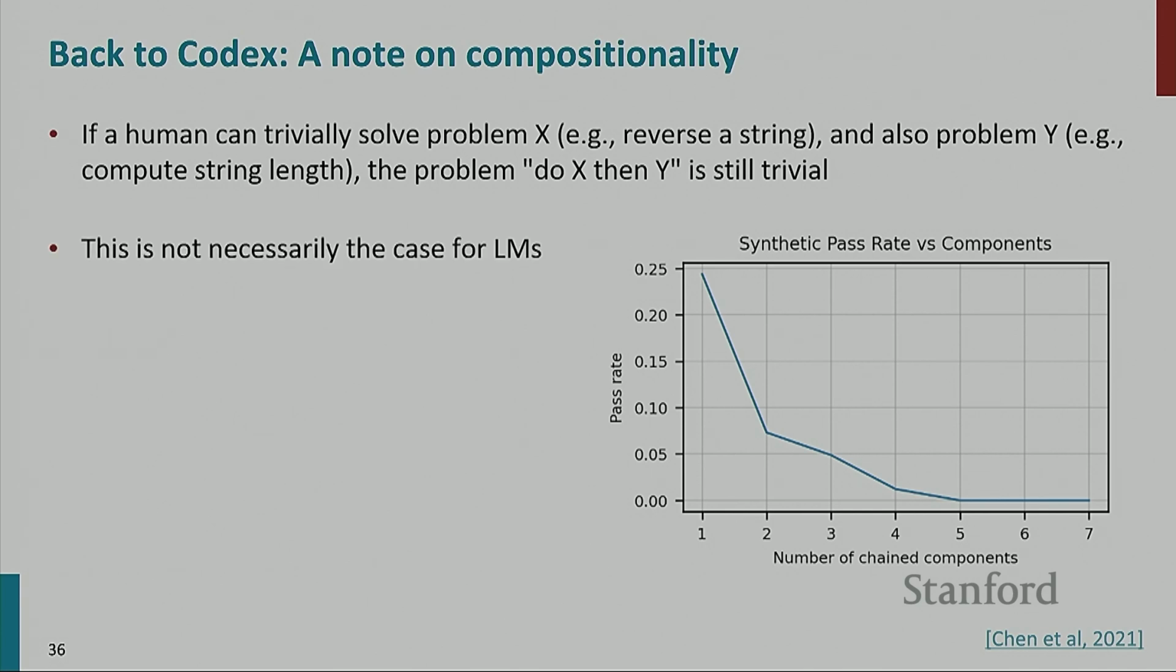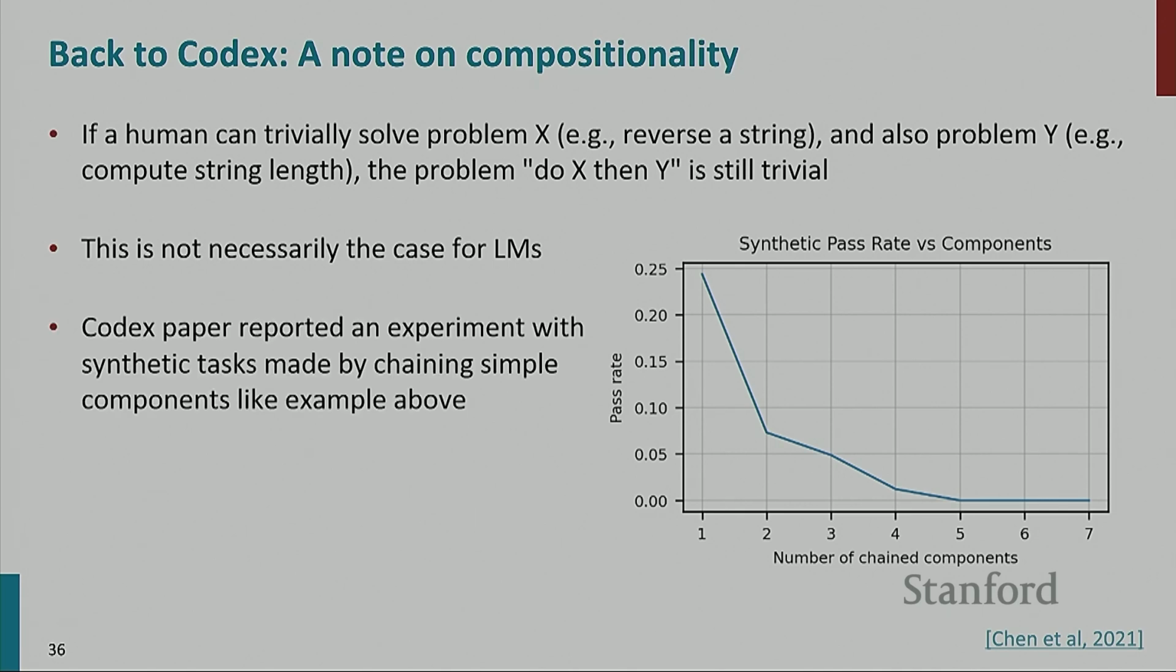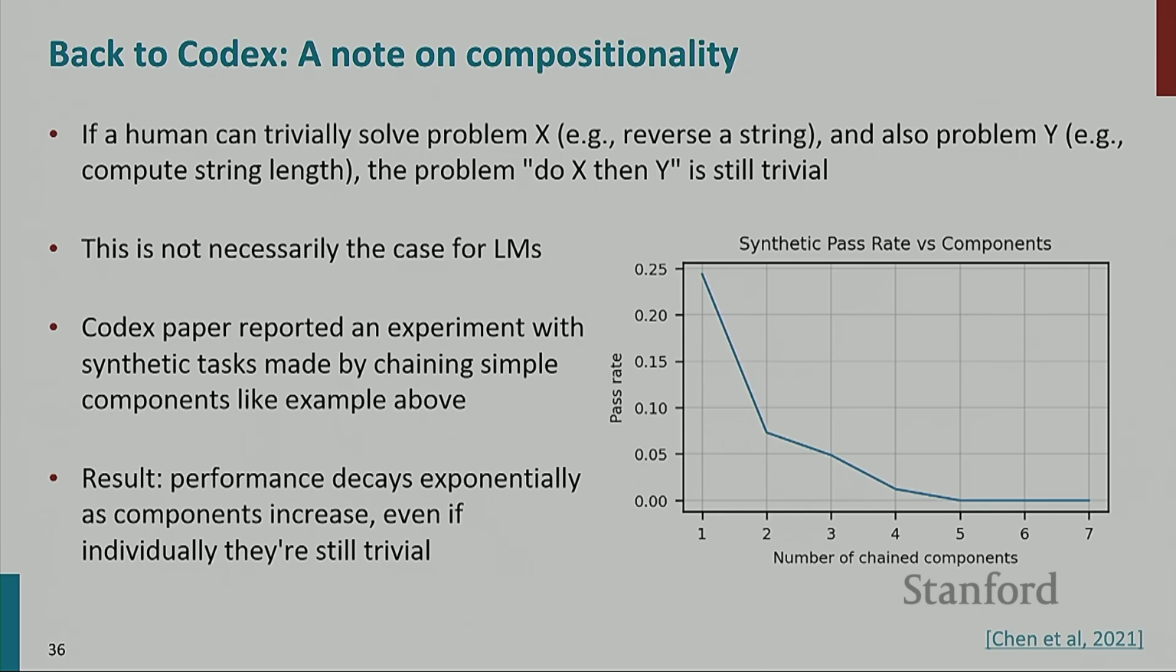So the Codex authors did the experiment where they manufactured tasks by basically chaining these very simple tasks. And the result was that as the number of these components grow, the probability that the samples from the model solves the composite problem decays kind of exponentially, even if the model knows how to do each of the components individually. So this is something which is a challenge to these models and not to people yet.